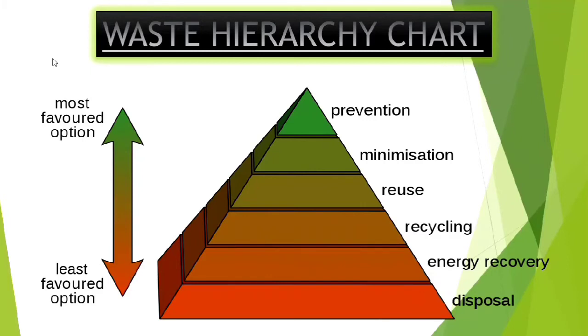As you see in the figure, in the least favored options, we have disposal and energy recovery. Then these options move to the most favored options, that is recycling, reuse, minimization, and one of the most favored options is prevention. That's why we say prevention is better than cure. And that's how the waste hierarchy chart works.